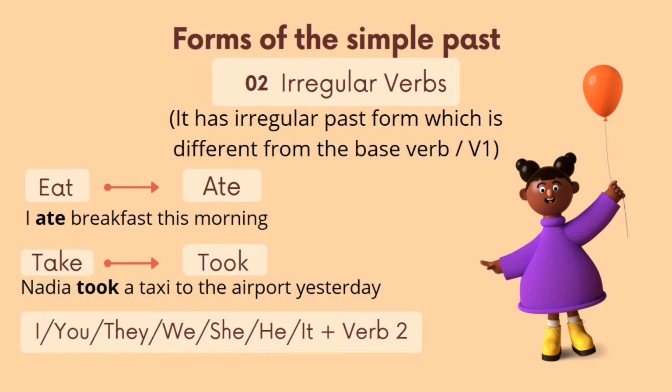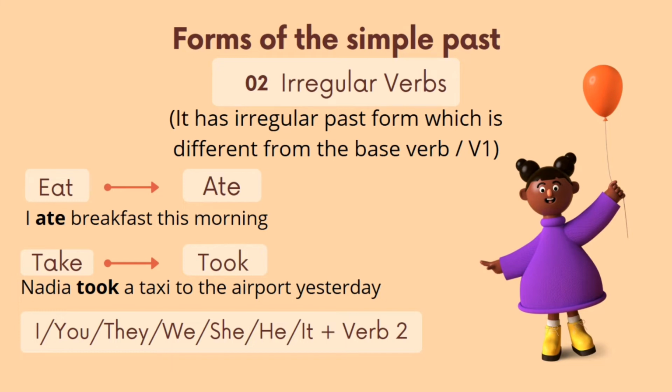Like you see here in the example, I ate breakfast this morning. Why does it use ate? Because there is the time signal this morning. This morning is the past time. So you must use the past form of eat. In this case, the past form of eat is ate. So it becomes I ate breakfast this morning. Another example is take. Take becomes took. Nadia took a taxi to the airport yesterday. Well, that's the irregular verbs.